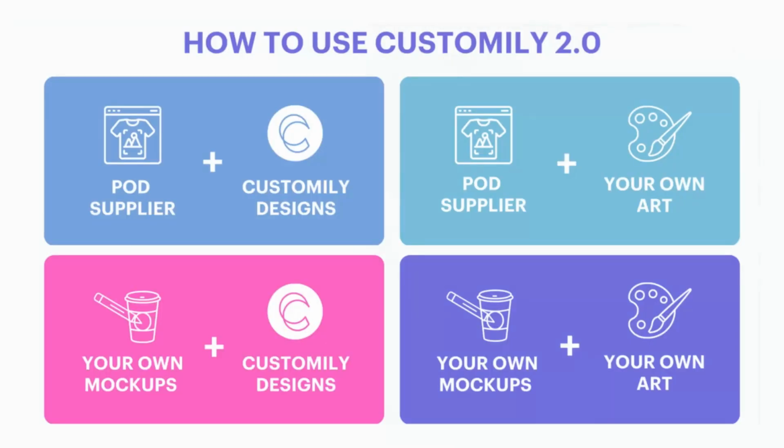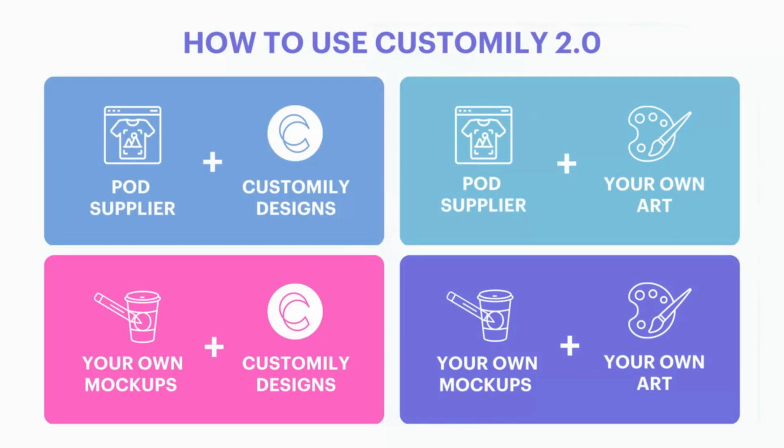So we can say that there are 4 different paths you can explore with Customily 2.0. You can work with a print-on-demand provider who has its own product catalog and add a design from Customily's library to it. This is the fastest path, the one that allows you to have published products ready to sell in minutes. You can work with a print-on-demand provider, but choose to add your own designs to their products. In this case, you will have to populate your design library before being able to publish products in your store.